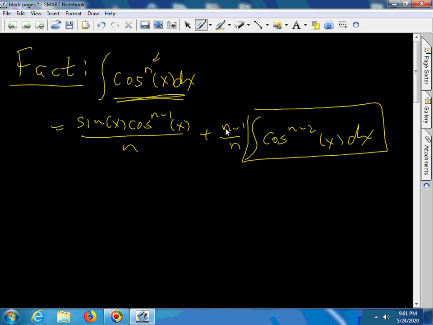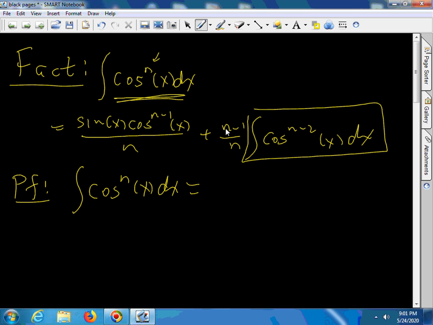Once you get the power down to 2, like cosine squared x, you can integrate that. If you get it down to 1, we know how to integrate cosine of x. Okay, the proof. Most of these proofs are done by integration by parts.